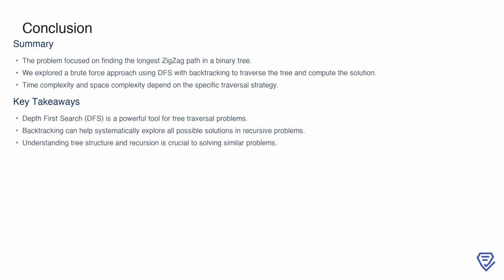Great work on completing this problem. To summarize, we used a DFS with backtracking approach to find the longest zigzag path in a binary tree. Depth-first search and recursion played a key role in solving this. Remember, mastering these concepts will help you tackle similar challenges with confidence.